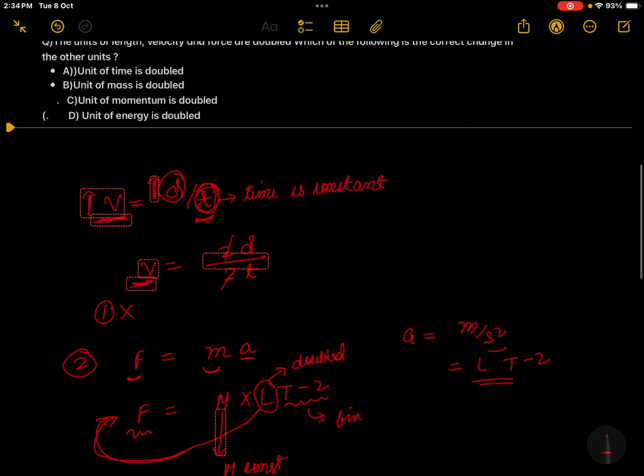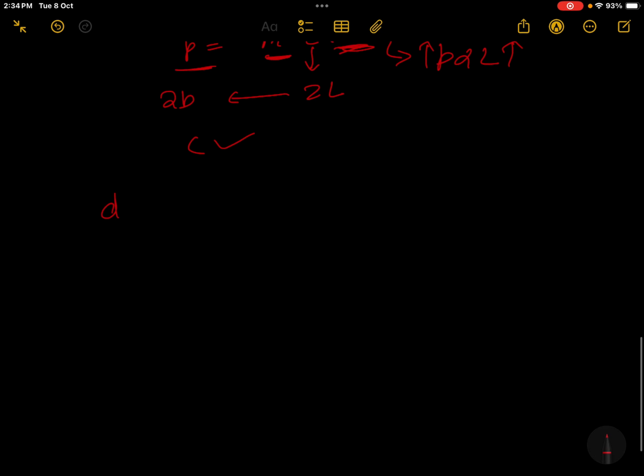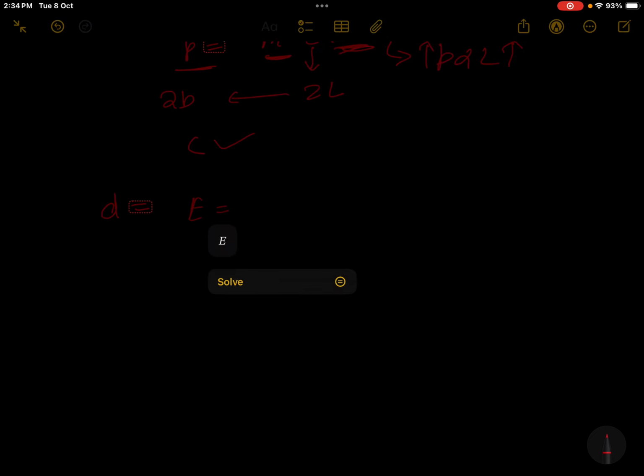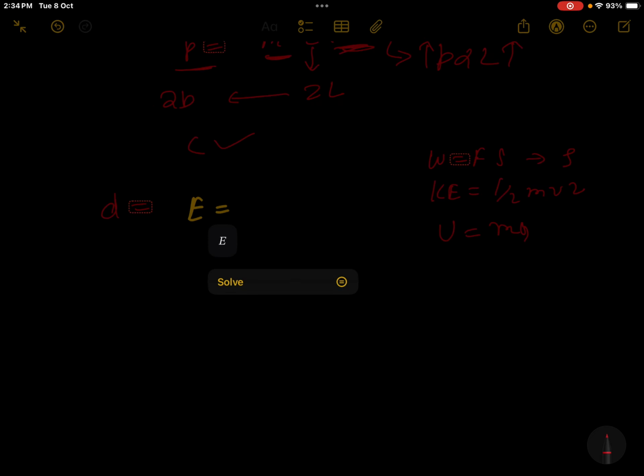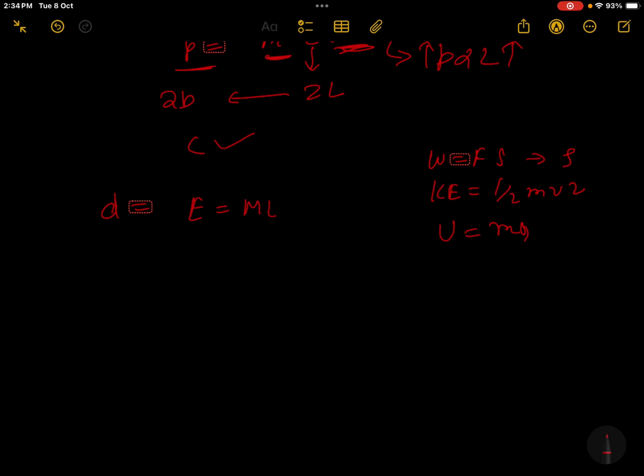Now let's check option D also, the unit of energy. Energy we can write using any of the energy formulas: work done is also a form of energy, its unit is joule. You can use the kinetic energy, half mv square, or the potential energy, mgh. Any you can use, and you will get m L^2 t^-2.